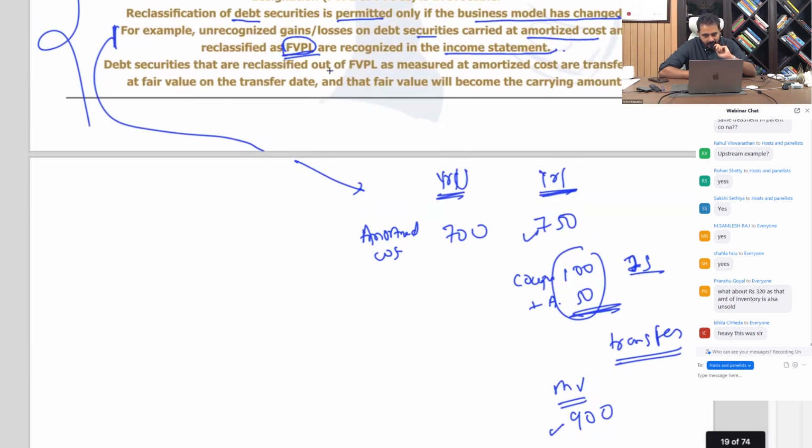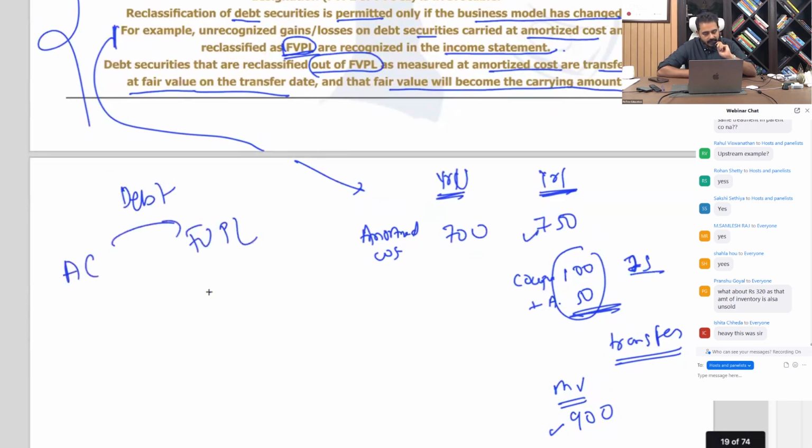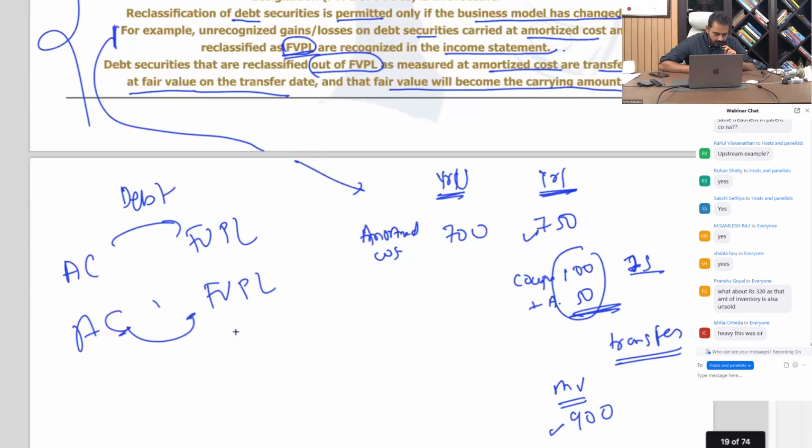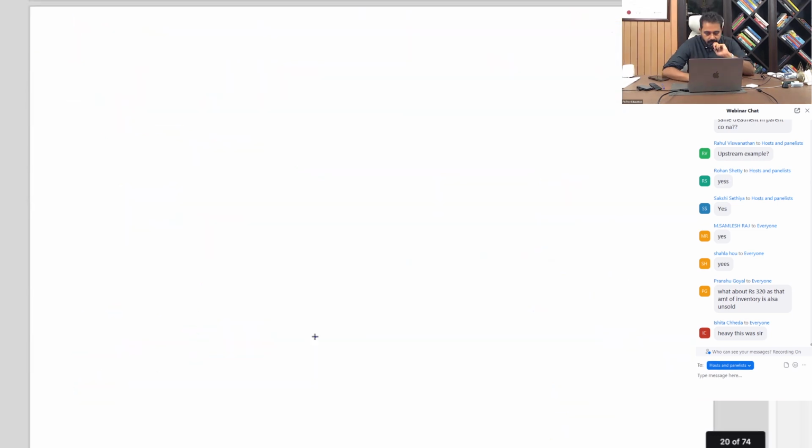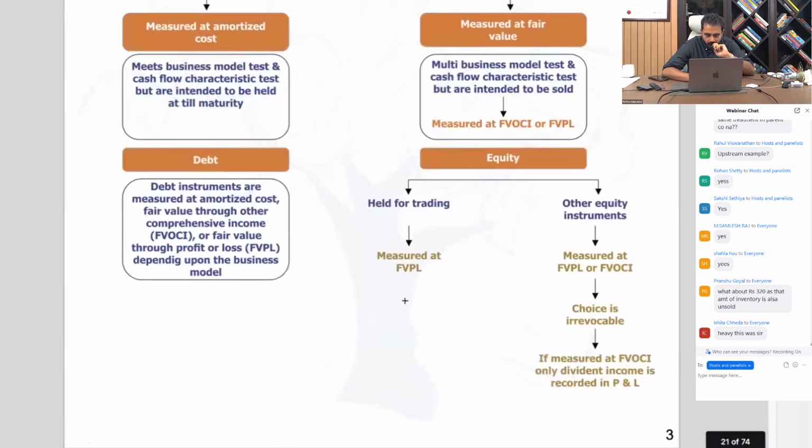Debt securities that are reclassified out of FVPL and measured at amortized cost are transferred at fair value on the transfer date, and that fair value will become the new carrying amount. So which means debt security, am I allowed to go from amortized cost to FVPL? Yes. Am I allowed to go from FVPL to amortized cost? Yes. When this transfer happens, whatever was the fair value on the date of reclassification, that becomes the new amortized cost here. Okay. This part we've covered.